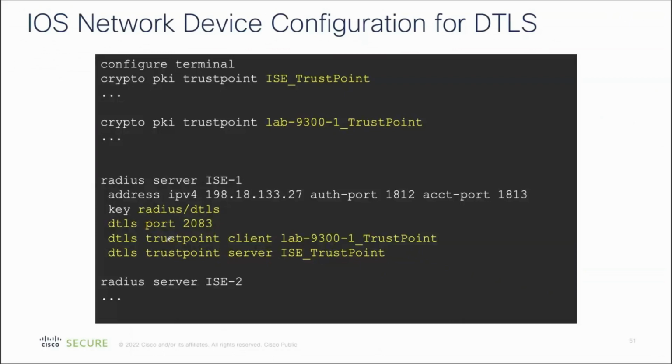So in this case, I have like a 9300. I would configure a trust point. I left out all the certificate gobbledygook from the terminal. But basically, it's very similar to what you would do for your Radius server, only now your key again is Radius DTLS. You're using port 2083 instead of 1812, 1813, and you need to define these trust points. And that's how it knows who to trust and which certificate to use to share with ISE to secure the connection. And then you'd want to do that for any other ISE servers that you have as well.